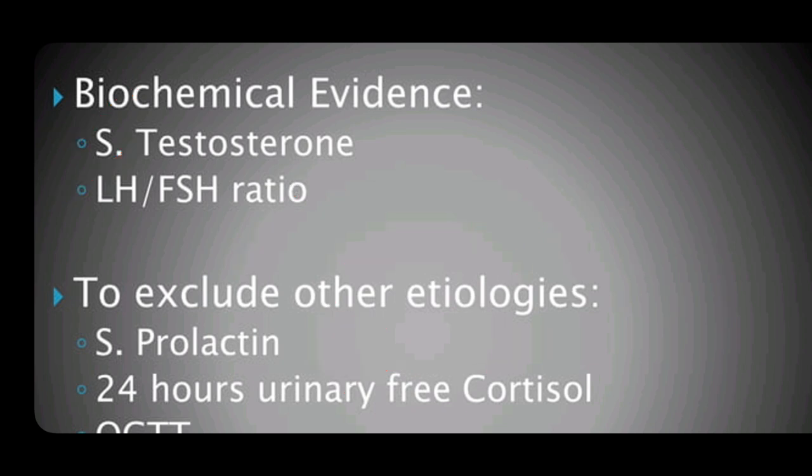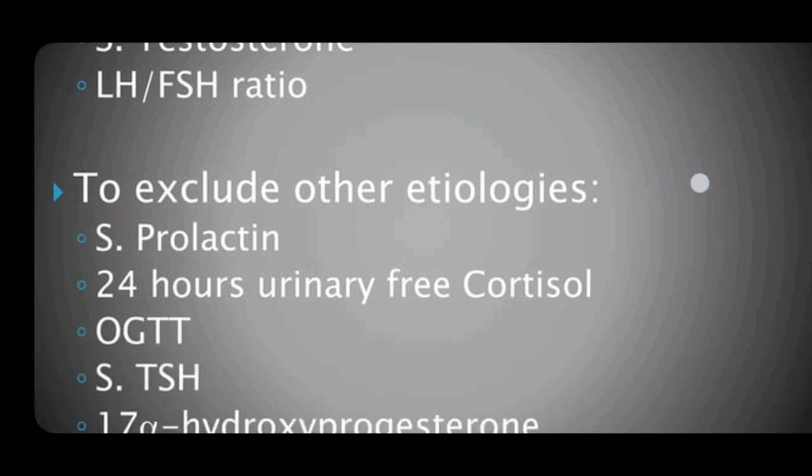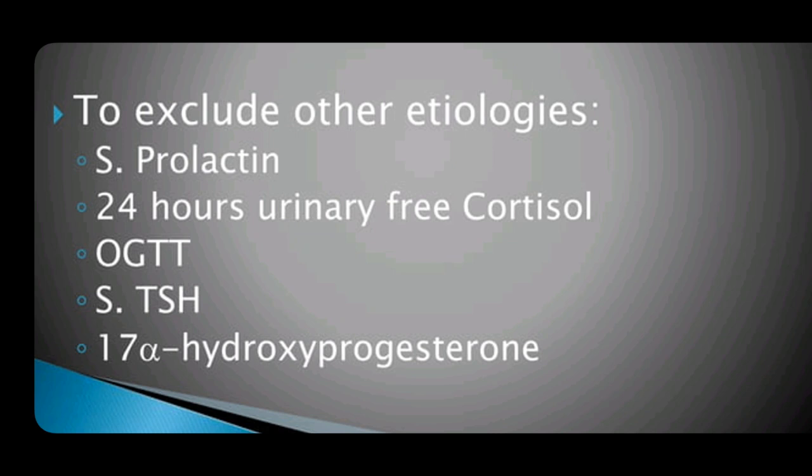Actually, we found minor elevation of testosterone. And regarding LH and FSH ratio, it is more than 2.5:1. To exclude other etiology, we should have to do serum prolactin, though prolactin level is increased minor elevation in polycystic ovarian syndrome, 24-hour urinary free cortisol to exclude Cushing syndrome, OGTT to exclude metabolic syndrome, TSH to exclude hypothyroidism, and 17-alpha hydroxyprogesterone to exclude congenital adrenal hyperplasia. These are the common differentials.